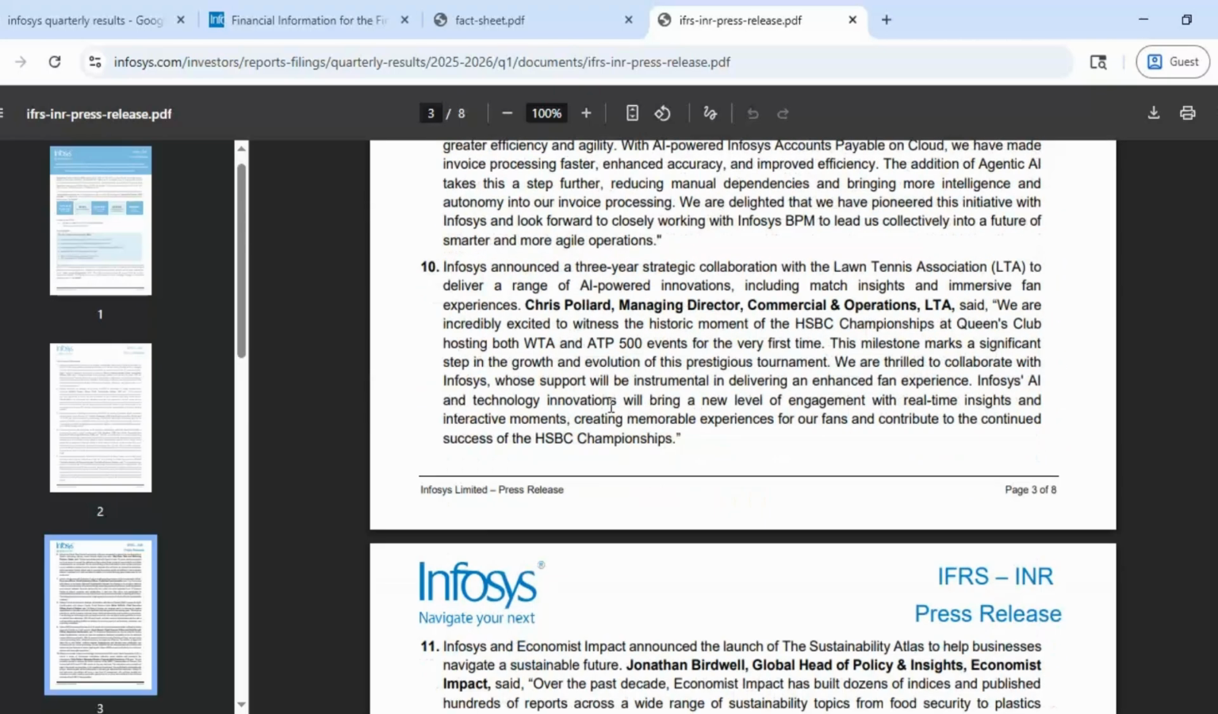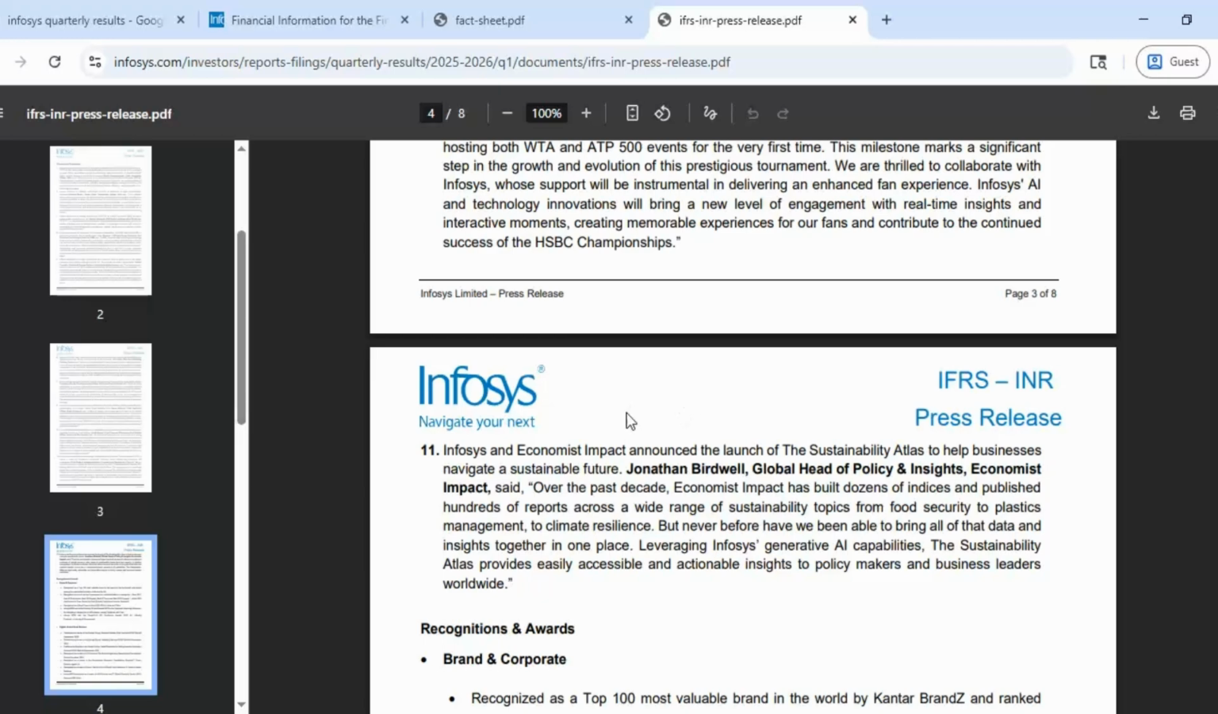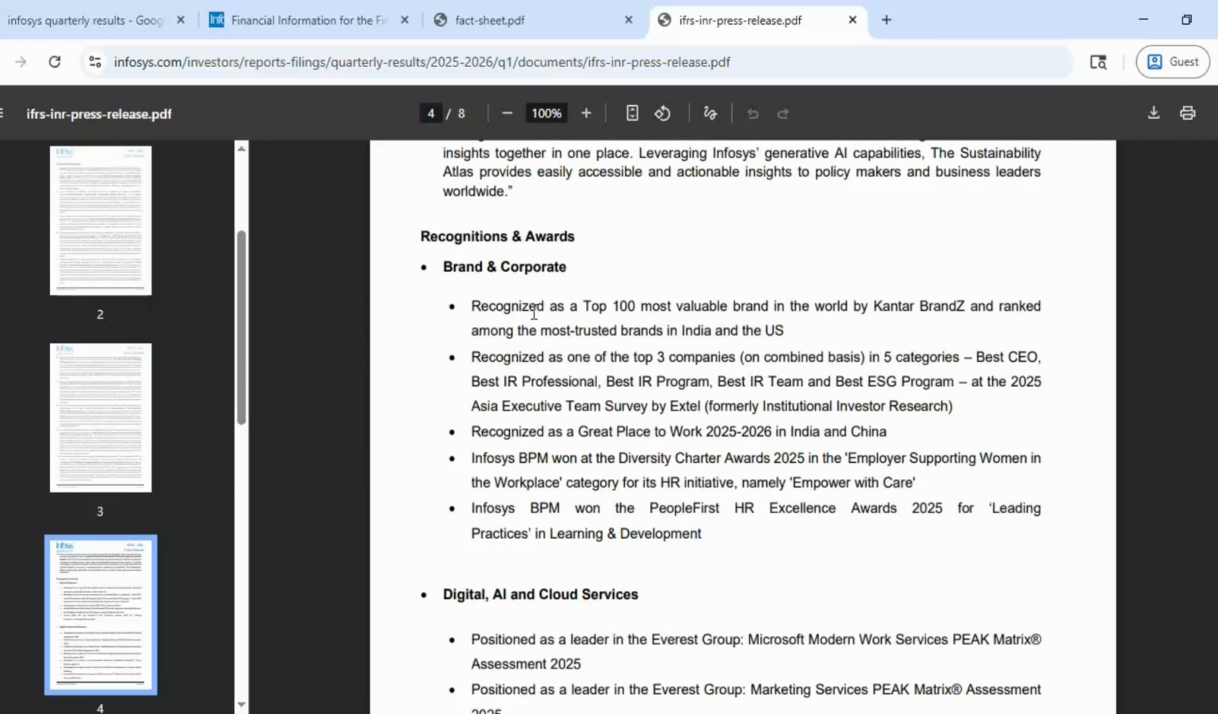You need not read all those things. Now here they have recognition and awards. They have mentioned being recognized as a top 100 valuable company, those things are recognition. It indicates that Infosys is a good brand. So a strong brand like Infosys helps your career indirectly, because recruiters trust the company you come from.